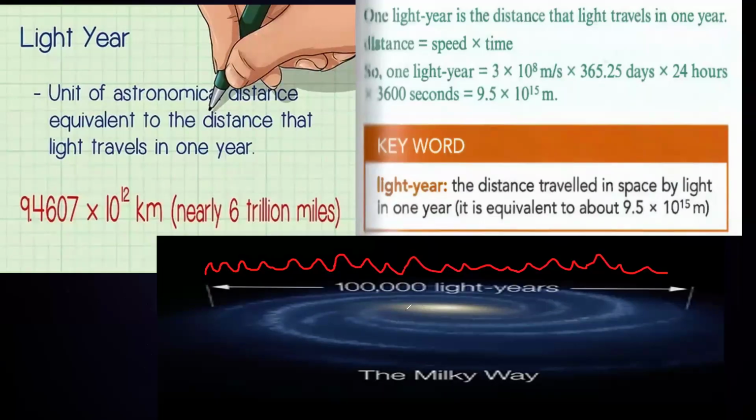So how much distance is there? What is the width of our Milky Way galaxy? We know that 1 light year is equivalent to 9.5 into 10 to the power 15 meters. So 100,000 light years will be equivalent to x. We just cross multiply. 100,000 means 5 more zeros will be added. So it will be 9.5 into 10 to the power 20 meters. That is the length of our Milky Way galaxy.